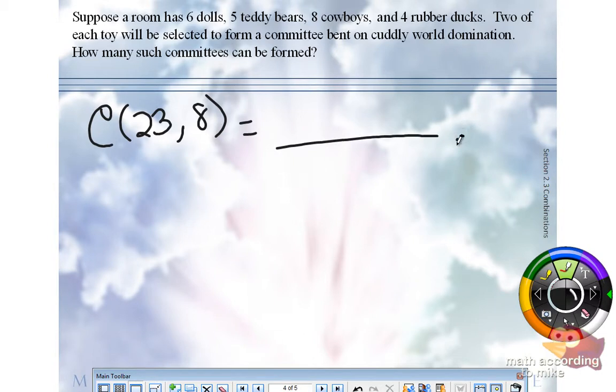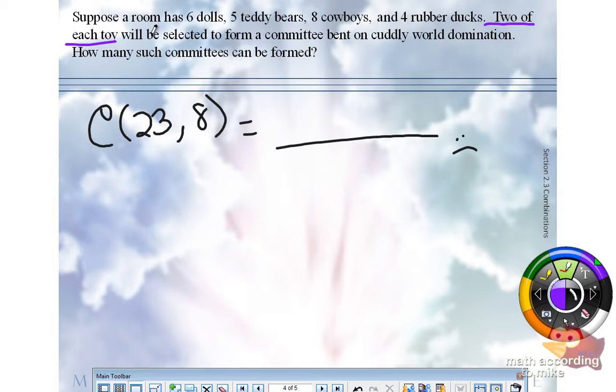Why can't you do it this way? What's wrong with this thought process? Right. It does not ensure that you pick 2 from each group. You might pick all 8 cowboys when you pick your 8 toys, and that's not good because then you neglected the dolls, the teddy bears, and the rubber ducks. We need to make sure that you pick 2 from each group.